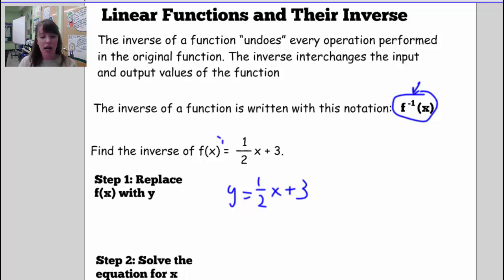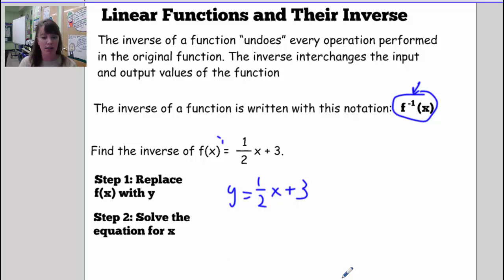Okay? Now the second thing I want you to do is solve the equation for x. Right now it's solved for y, because y is by itself on one side of the equation. I want to solve it so that x is isolated, not y. So let's subtract 3 from both sides. We have y minus 3 equals 1/2 x.